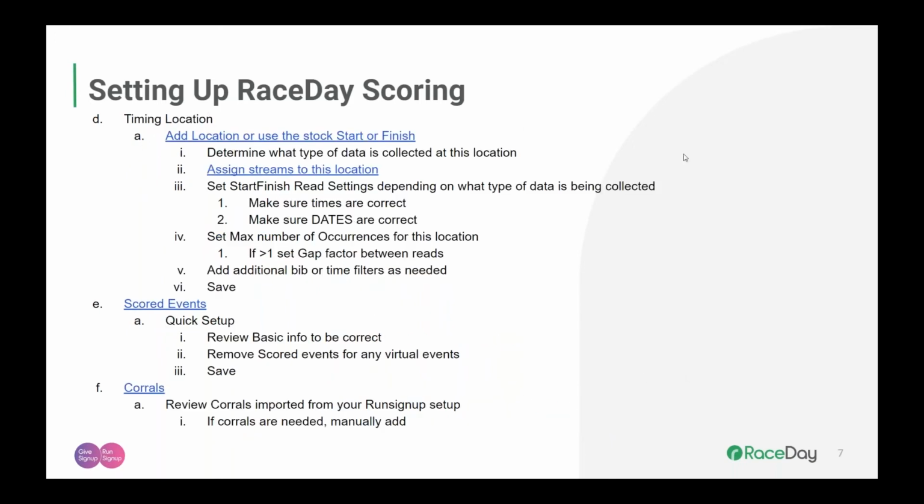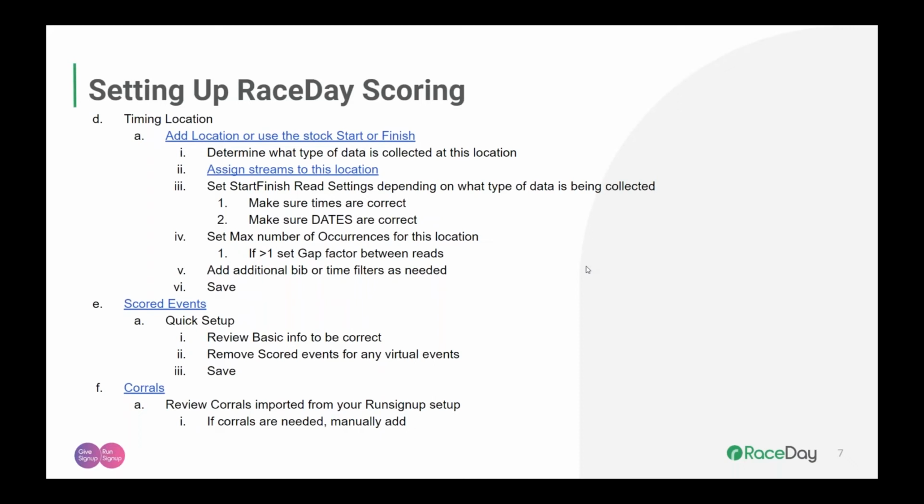And then you're going to set up your timing locations. This is like your start location or your finish location or your 5K split location or your swim finish location, things like that. You're going to make sure that all the data for this data collection is correct, like the time filters or the dates are correct. You're going to make sure the number of occurrences for these locations are correct. So if people hit that map more than one time, you need to have it set to more than one time. And then you set a gap factor for number of times or time difference in between reads.